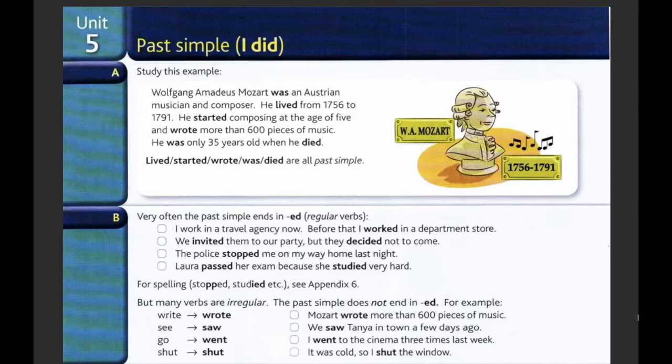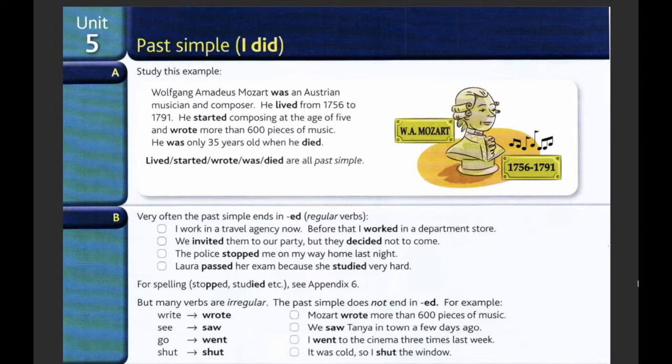Wolfgang Amadeus Mozart was an Austrian musician and composer. He lived from 1756 to 1791. He started composing at the age of 5 and wrote more than 600 pieces of music. He was only 35 years old when he died. Lived, started, wrote, was, and died are all past simple.